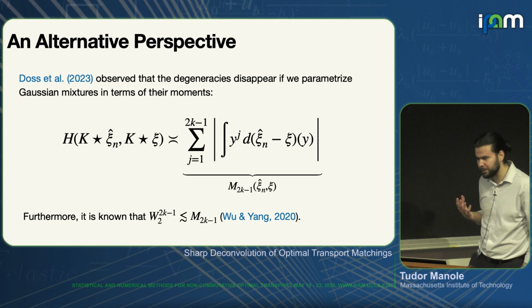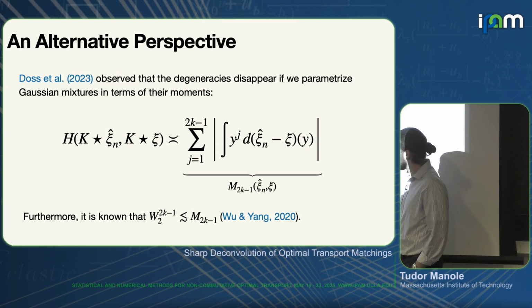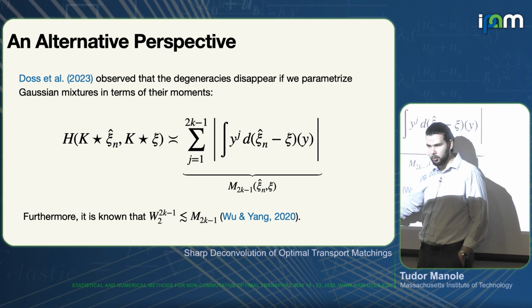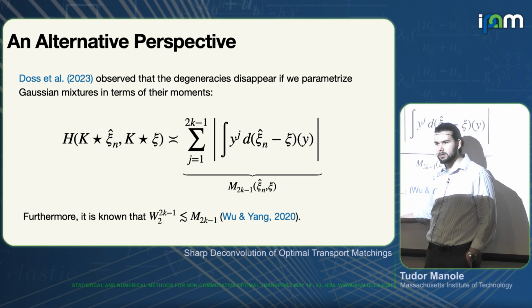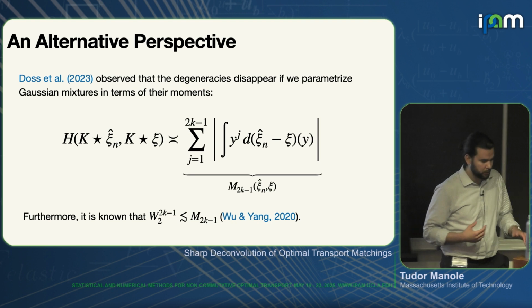And so this gives you a different perspective on the proof for the MLE. One could imagine first using this identity and then trying to relate the moment distance to the Wasserstein distance. And this turns out to be a simpler thing to carry out. And so this is the approach that we took.